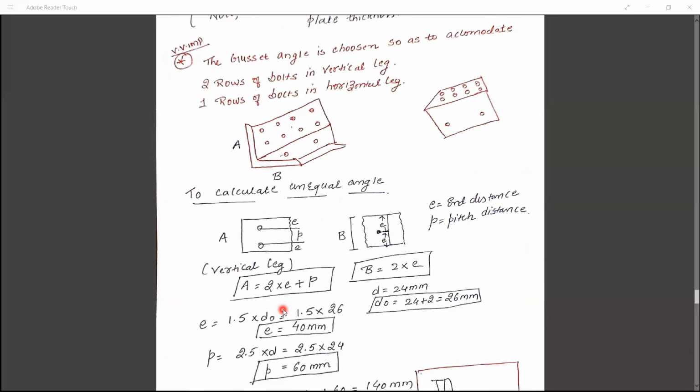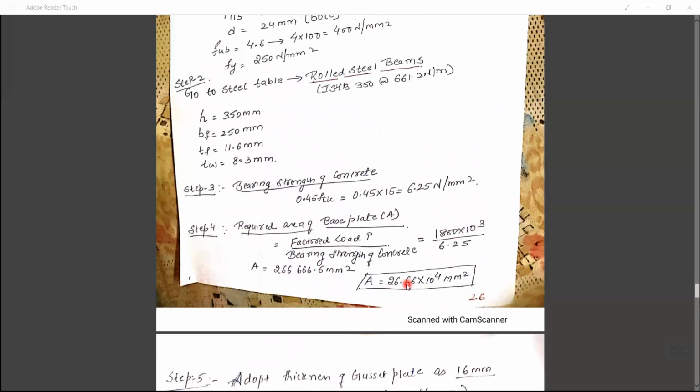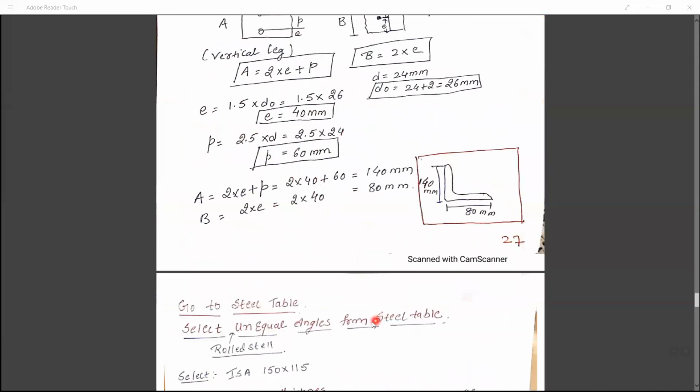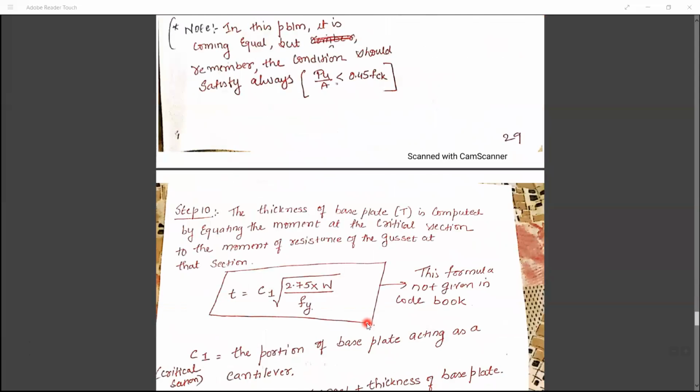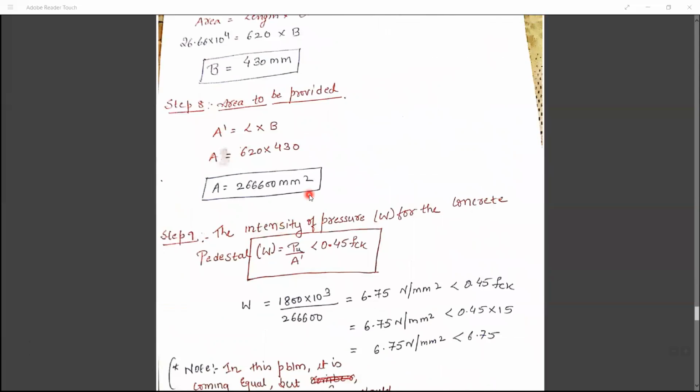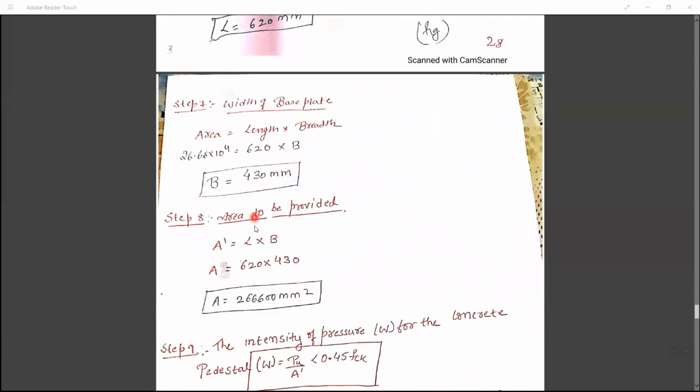Take the area which you have calculated at the top, the area required, because we are not taking the area of angles. We are taking the area of base plates. So already we have calculated the area of base plates. So breadth is 430 mm.